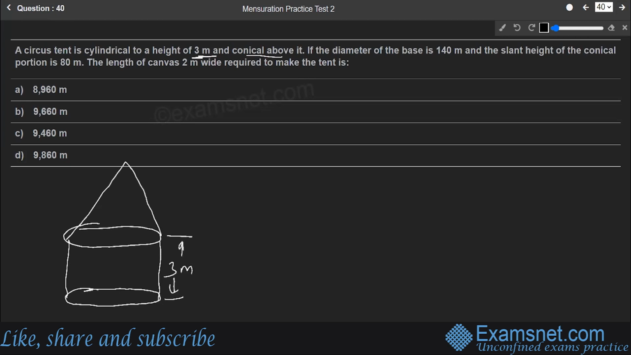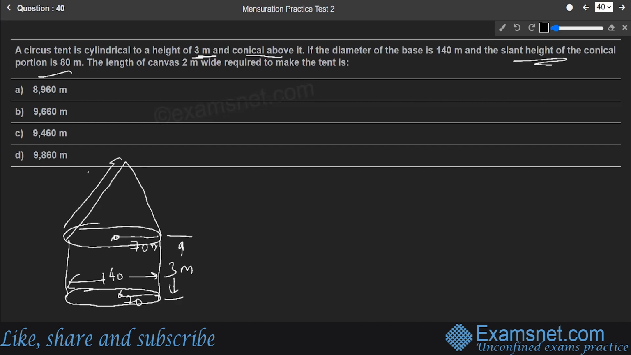This height is given as 3 meter and conical above it, that we can see if the diameter of the base is 140 meters. So diameter of the base is always 140 meter, he says. So clearly the radius of this shape is going to be 70 meter. Here also and here also the radius is obviously half the diameter, so 70 meter. And the slant height of the conical portion is 80 meters.